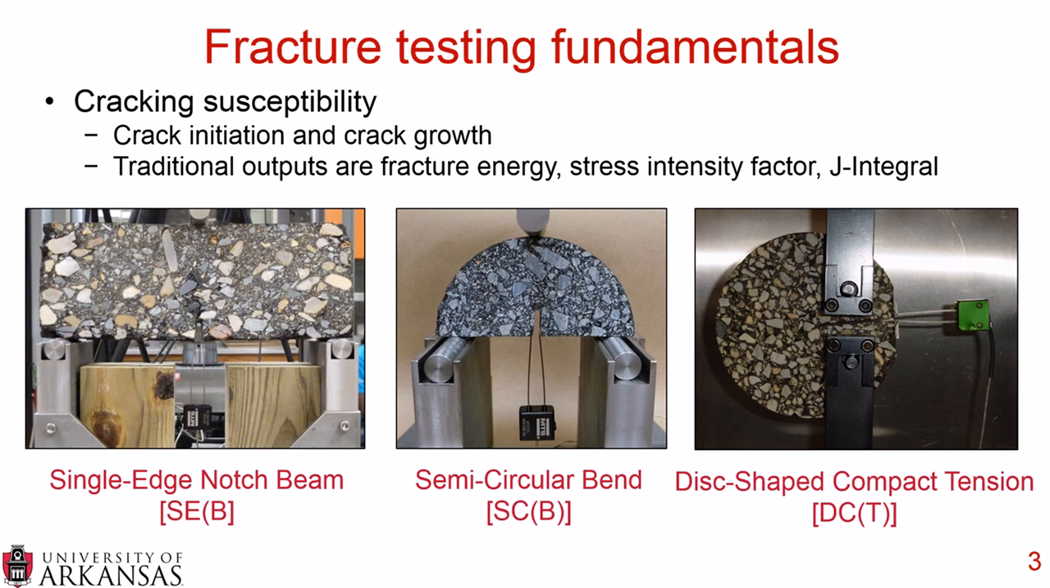Now you can see with all of these we have a load being applied. In the SEB and the SCB, it's a 3-point bending load. In the DCT, it is a tensile pulling load, but we're also measuring a displacement. So there is an MTS gauge underneath the SEB and the SCB, and there is an epsilon gauge to the right of the DCT. And these are all measuring the crack opening. So we're measuring the load that's applied to the sample, and we're measuring the opening.